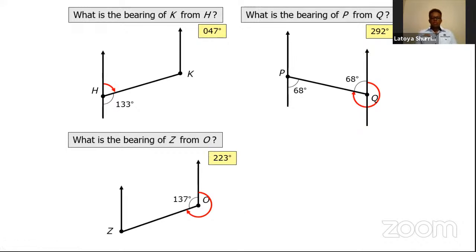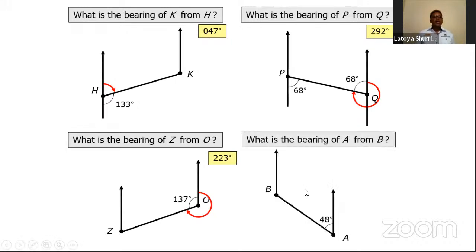So you should have taken 137 degrees from 360 degrees to get 223 degrees. Again, students, I'm seeing where some persons are not sure if they are subtracting from 360 degrees or if they are adding or subtracting 180 degrees.